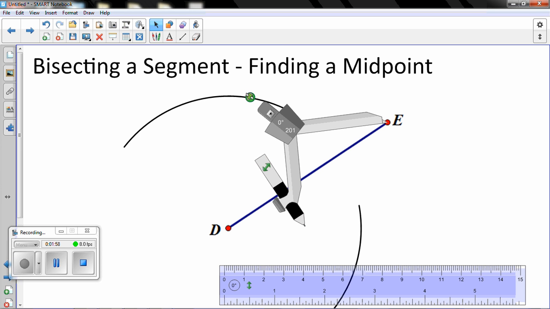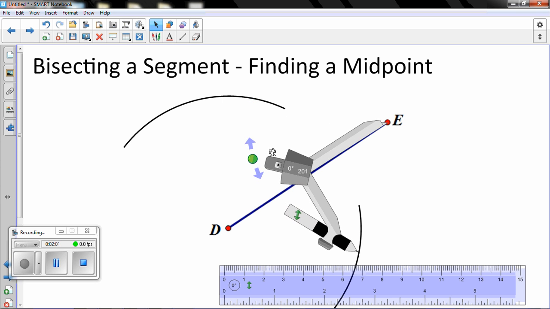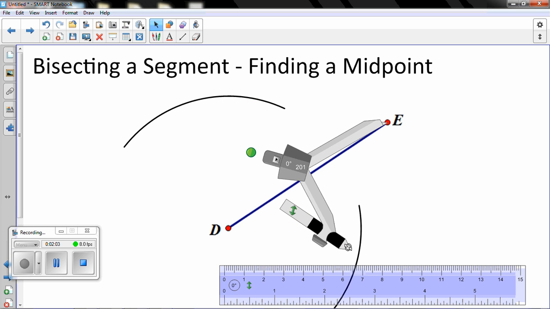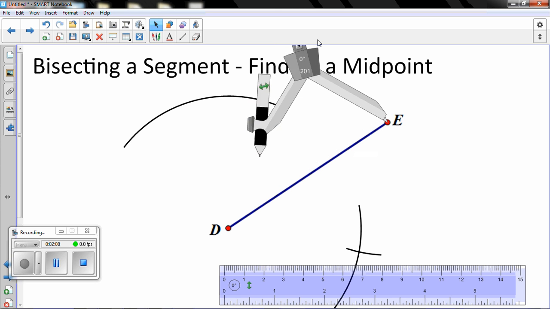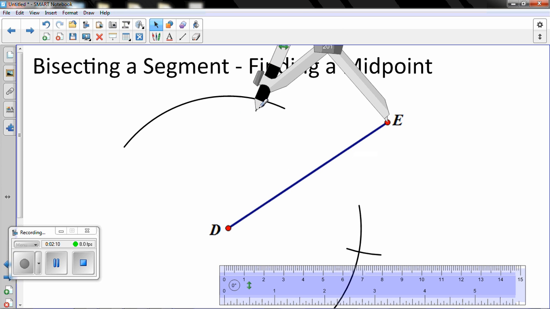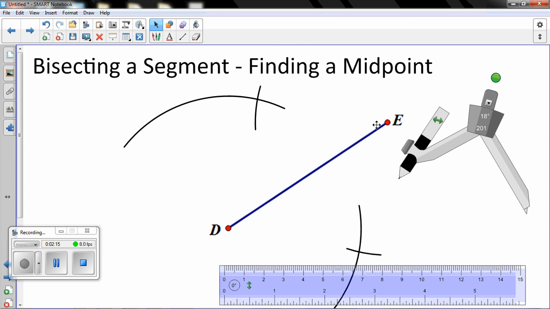And I'm only concerned with where the arcs from point E will cross the arcs from point D. So I'm going to make just a mark where they cross the other arcs so that I now have 2 points of intersection. Move my compass out of the way. And I want to highlight those points of intersection. Let's do them in a different color. So there's 1 point of intersection. And there's my other point of intersection.